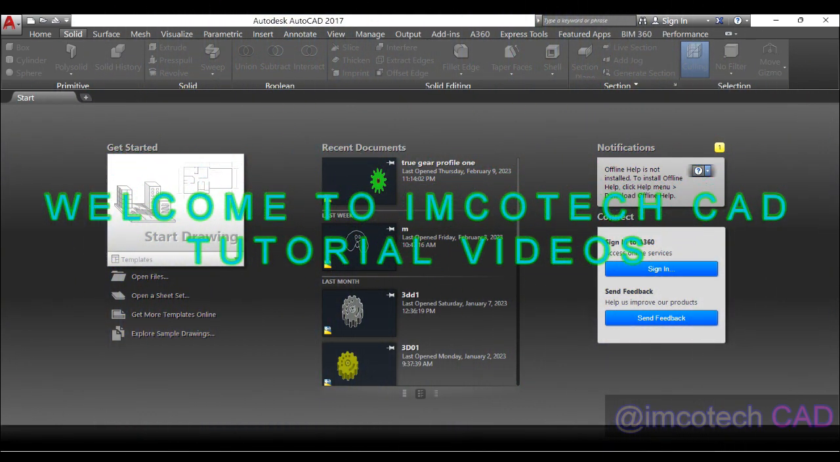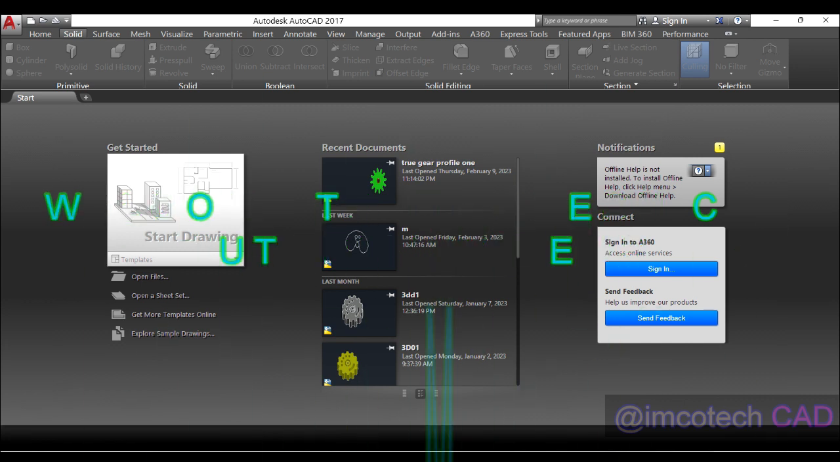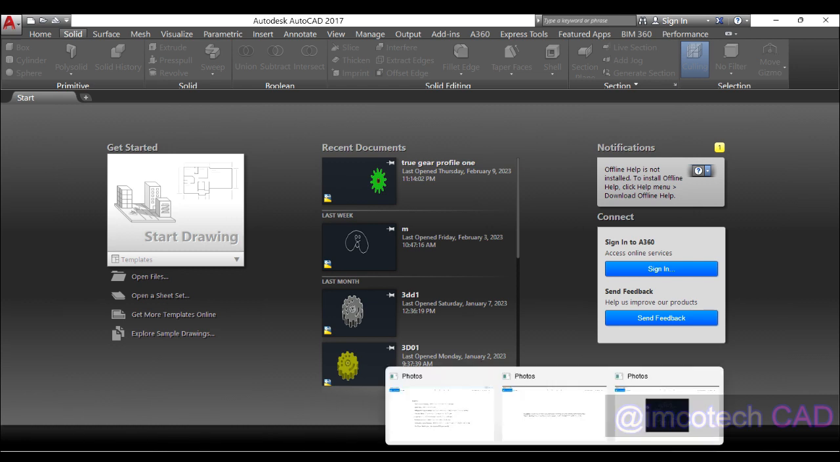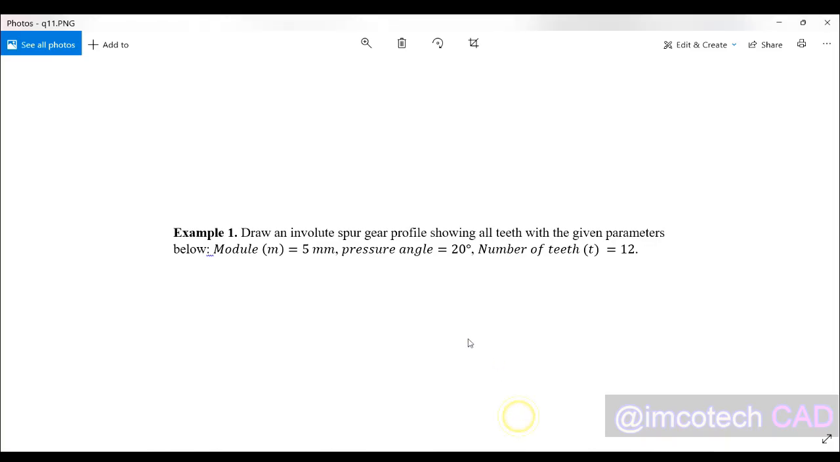The last time we designed a sample of gear, and today we are going to make a proper approximate design of a gear tooth profile. Okay, so here is a question we're going to use. Let's look at this.